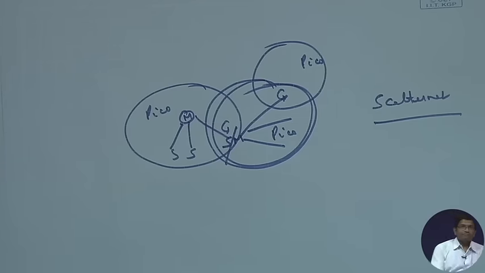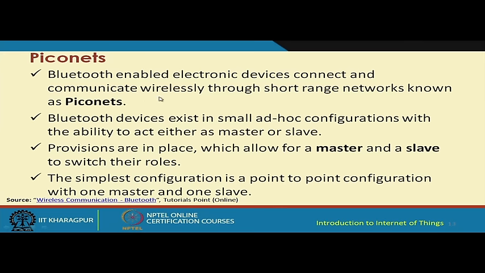So, going back, we have Bluetooth enabled devices that connect and communicate wirelessly for short range communication. The unit network of it is the piconet. The Bluetooth devices exist in small ad hoc configurations with the ability to act as either the master or the slave. It provisions one master and up to 7 slaves in a particular piconet.